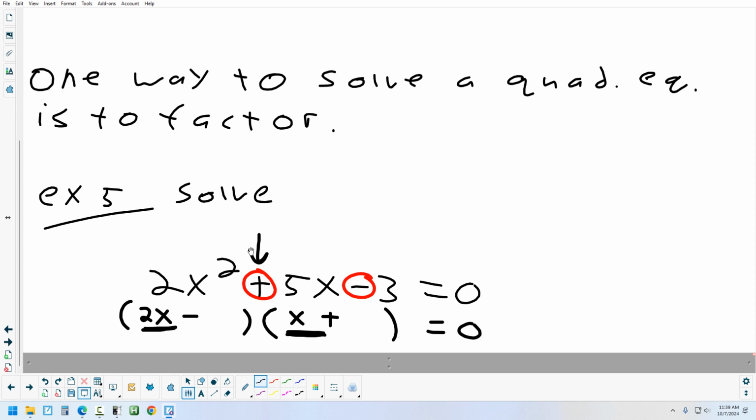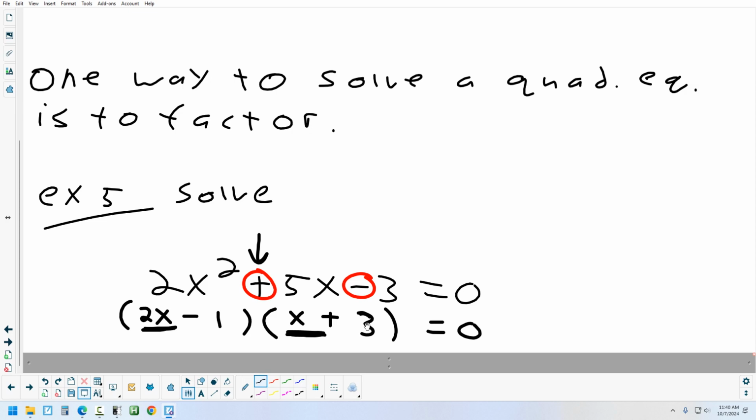Okay, now I need two numbers that multiply to give me 3. I've already taken care of the negative. Negative times positive is negative. Just two numbers that multiply to give me 3. 1 and 3. And I'll put them in the order that you said, because it works. That's the right order.